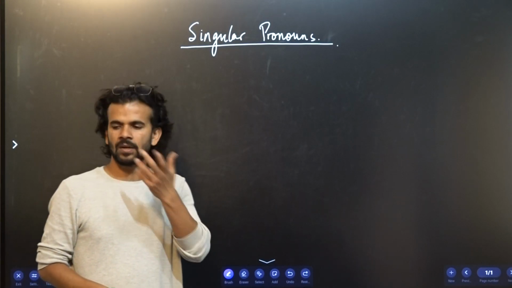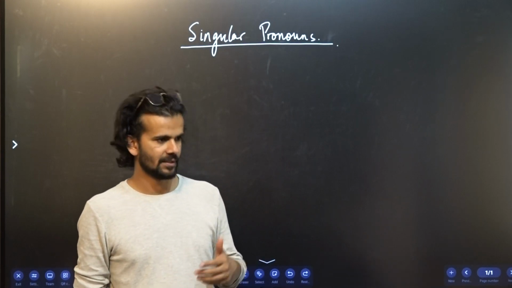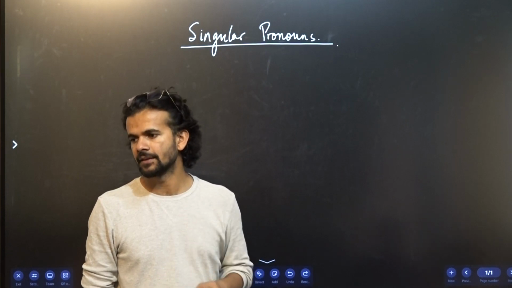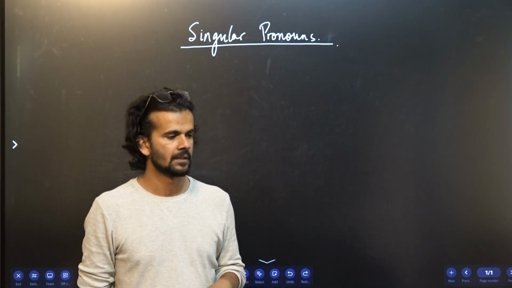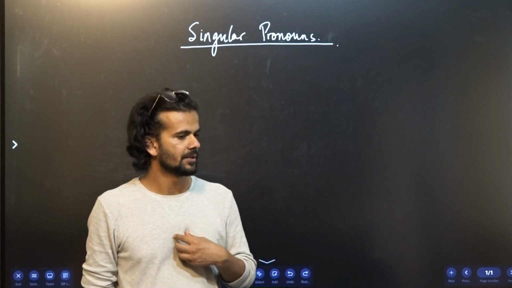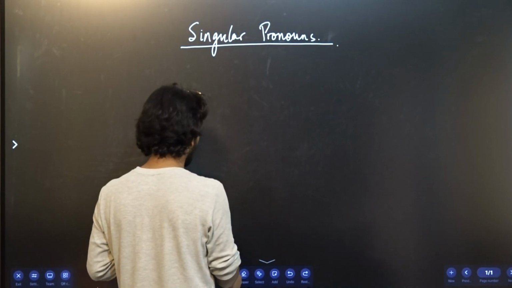So, what are some pronouns that we know? For example, I, we, he, she, it, they. These are all pronouns, right? He is a singular pronoun. She is a singular pronoun. It is a singular pronoun, right?